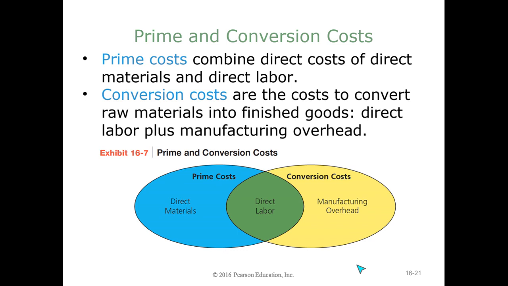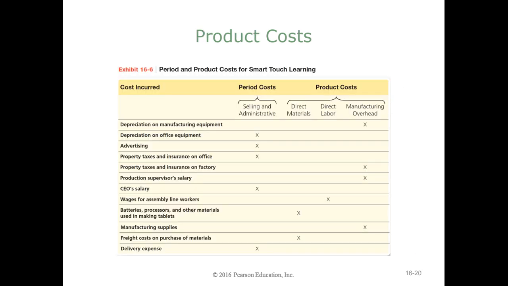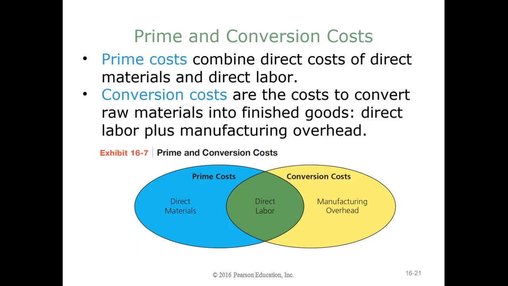Number 14, sugar and flour used to make cookies. Direct materials, product cost, and prime cost. Yes. So the sugar to make the cookies is a direct material. Direct material falls in product, so we have product cost, direct material. Direct material is a prime cost. So for number 14, you have product, direct material, prime.